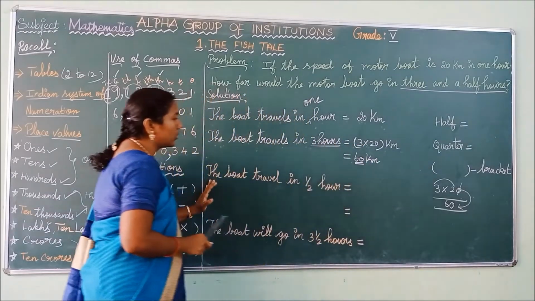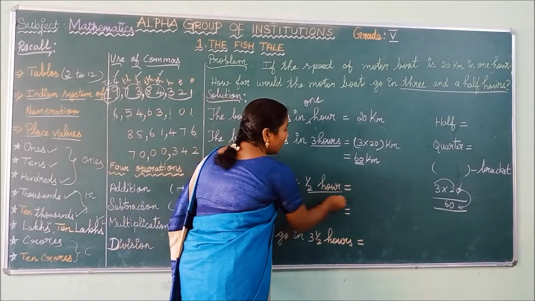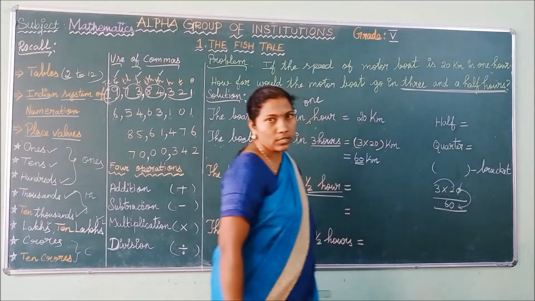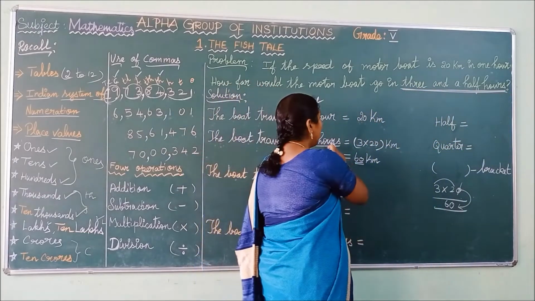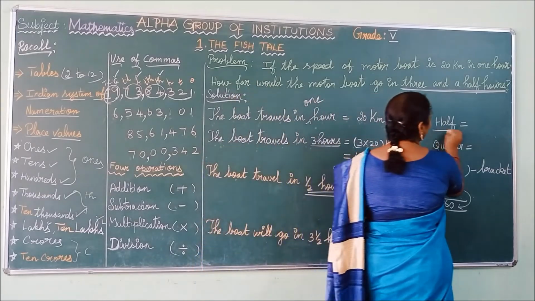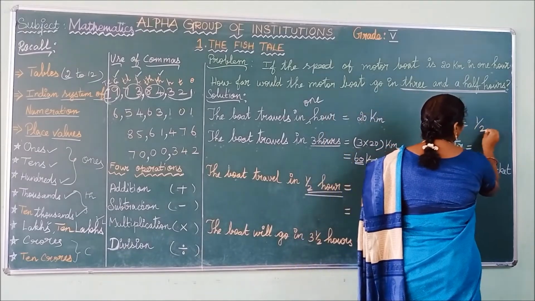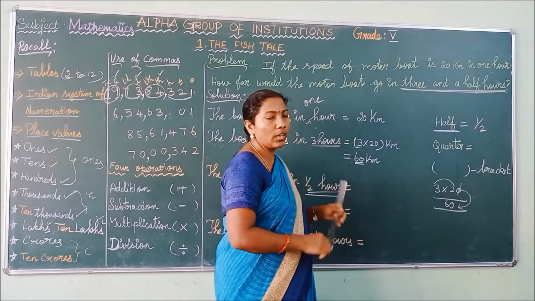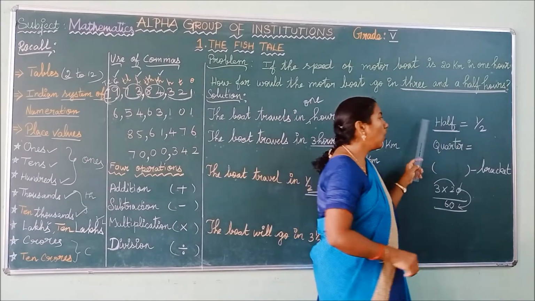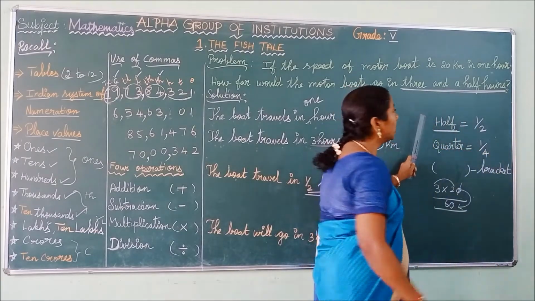Next we are going to see how we can calculate the boat traveling half an hour. See here children, in the question they are asking 3.5 hours. I have split that 3.5 hours as 3 and a half. See here, how can we write the half in number form? 1 by 2. We can also call it a fraction. Okay. So 1 by 2 represents half. How can you write the quarter? 1 by 4. I hope you know this concept already.